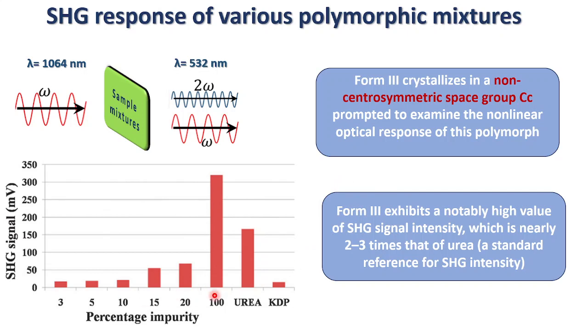Why does form 3 have this property? It is a non-centrosymmetric space group. Form 3 exhibits a notably high second harmonic generation signal intensity, about 2 to 3 times that of urea, the standard reference we are using. That's why we can use this methodology in the case of phenobam, for separation of these polymorphs, so form 3 can be detected in form 1.